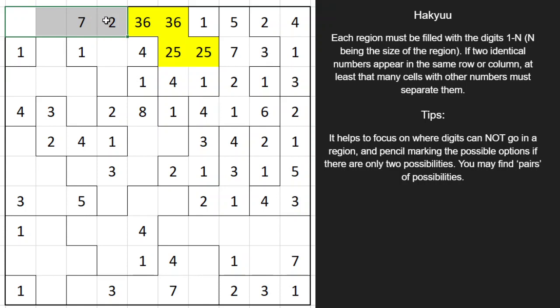So this is an 8-cell region, right? 1, 2, 3, 4, 5, 6, 7, 8. So one of the 6s is going to go there. So the 6s can't go here. That plops a 6 in one of those two. Let's pencil mark that. And threes. This 3 blocks this cell, and this 3 blocks that cell. So that's going to plop a 3 in one of these two.